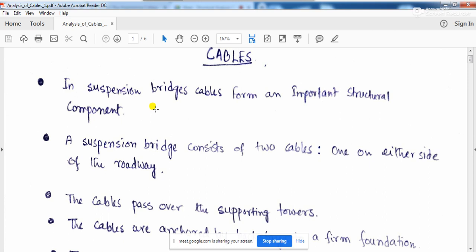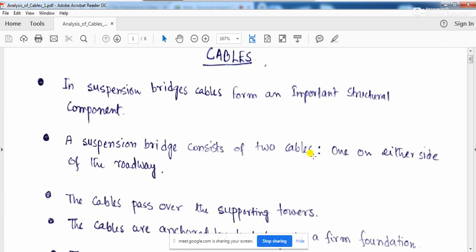A suspension bridge, as I have explained, consists of two cables. On one side of the bridge deck there will be one cable, and on the other side another cable. So in a roadway, the deck will be supported with two cables and, ideally, four pillars: two on one side of the bridge, two on the other side.